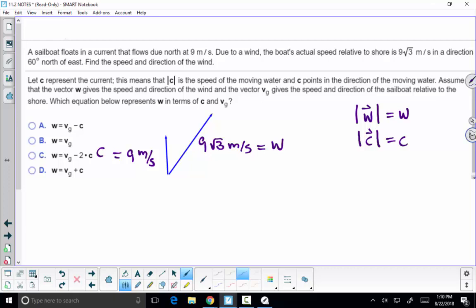So then it says, assume that W gives the wind, and that V sub G gives the speed and direction of the sailboat relative to the shore. Did I connect that vector in the right place? No. Where should it emanate from? It should emanate from the tip of the first vector, right? Because the wind is blowing, if you visualize it, if you're in your boat going this way and then the wind is blowing on you that way, the diagonal that gives your true course is going to be the diagonal that forms this triangle. So it should be attached to the tip of this vector.